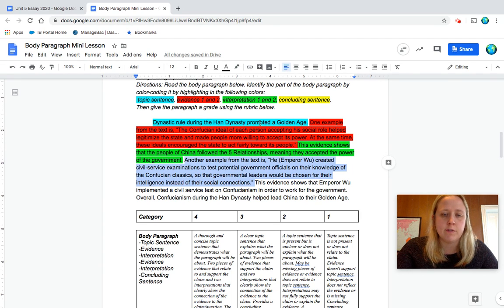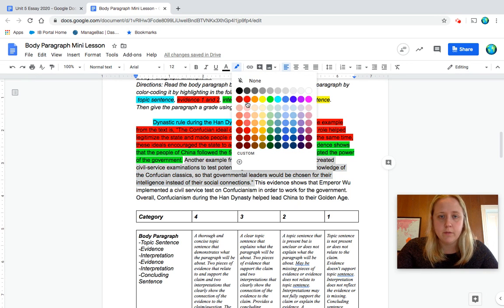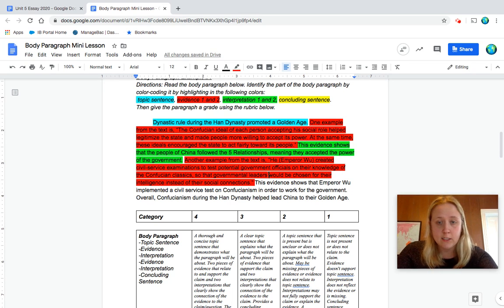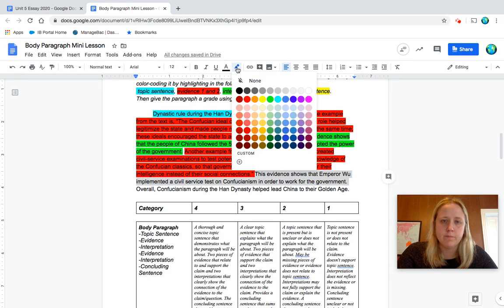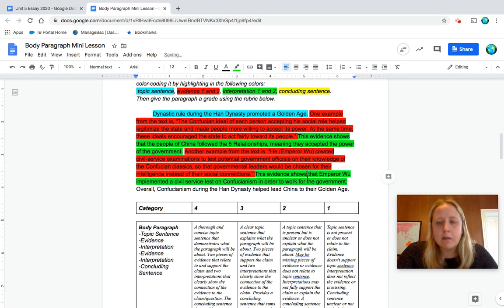on their knowledge of the Confucian classics, so that governmental leaders would be chosen for their intelligence instead of their social connections. Again, direct piece of evidence in quotes, but again, I don't see the name of the text. This evidence shows that Emperor Wu implemented a civil service test on Confucianism in order to work for the government. Again, it goes a little beyond the text, but I don't see any Golden Age connections here, which I should, right? Is peace, prosperity, like what are we talking about here?